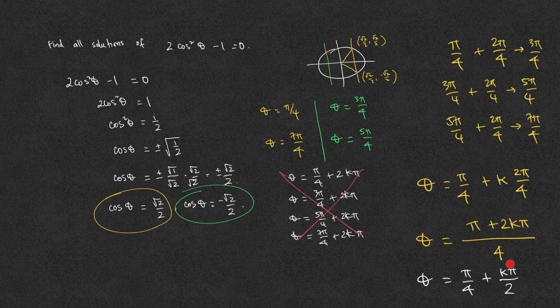Usually we express this in this notation to emphasize that the initial angle or solution is pi over 4, and after that we simply add pi over 2, or 2 pi over 4, each time to get to the next solution, or subtract. This k is an integer. It can be positive or negative.